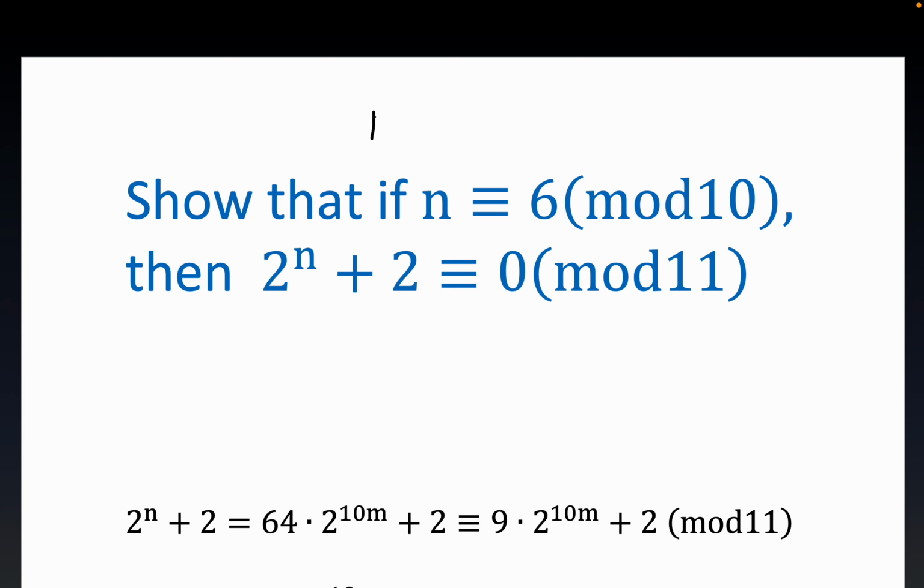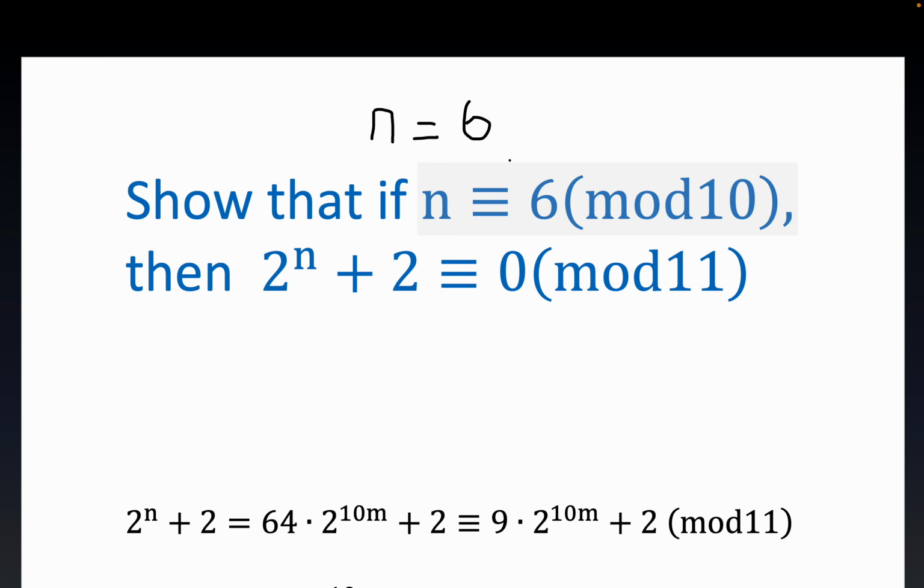Strange looking result here. I guess strange is in the eyes of the beholder, but we're assuming that if n leaves a remainder of 6 when divided by 10, then it enjoys this property right here: it's divisible by 11 when you raise 2 to the n and add 2. That's actually divisible by 11. But anyway, let's write down what this congruence statement means.